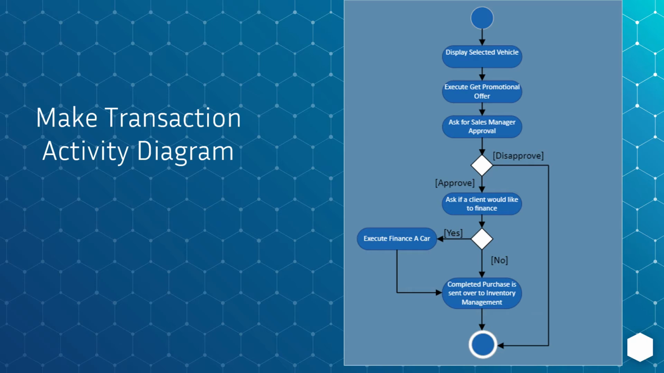If they do approve, then we ask the client if they would like to go ahead and finance. If they say yes, we execute the finance the car use case. If not, the purchase is completed, and the completed purchase is sent over to inventory management, and that is the final node.